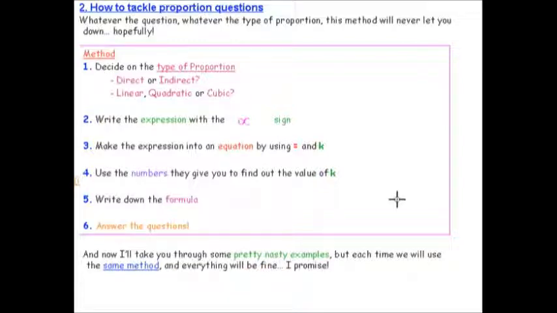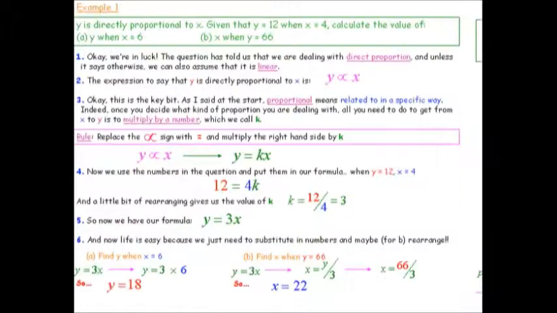Now we'll look at a few examples of how we can answer variation questions. Here is example 1. y is directly proportional to x. Given that y is equal to 12 when x is equal to 4, calculate the value of part A, y when x is equal to 6, and part B, x when y is 66.